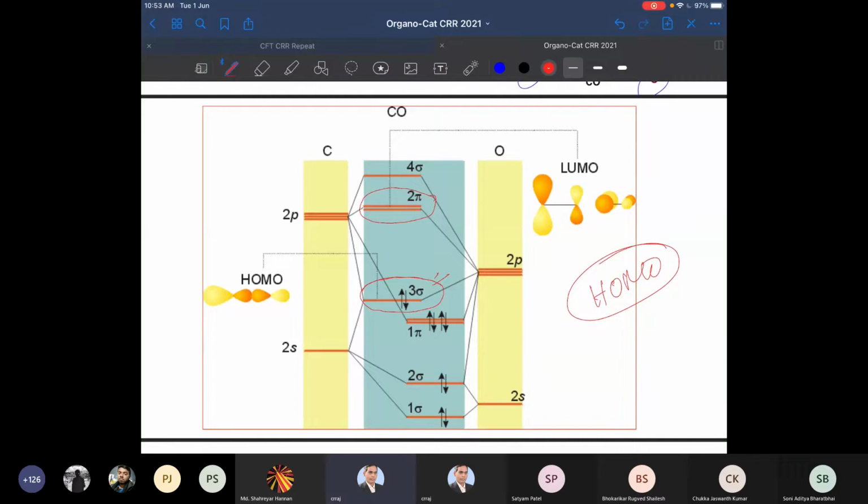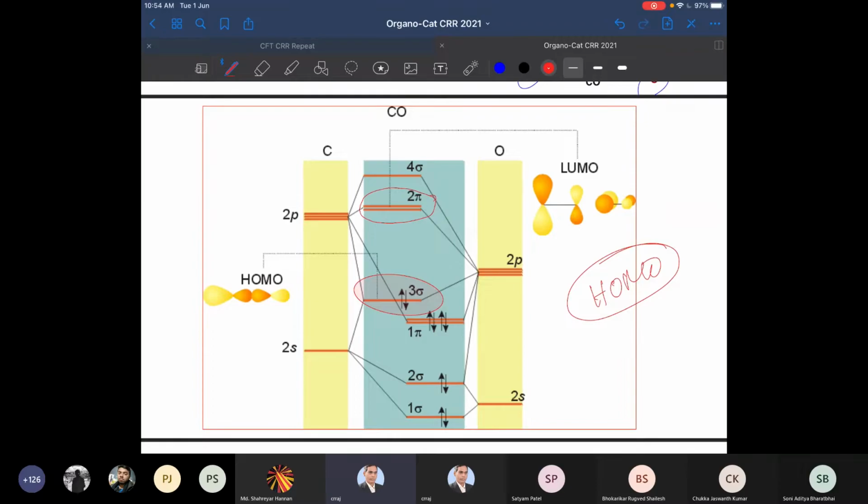See, HOMO means, again you are confused. Don't wrongly interpret the meaning. HOMO means highest occupied. That's all. There is no other definition. When you look at here, there is a 3 sigma orbital. What I have encircled here is the one that I call the highest occupied. There is no other definition at all.